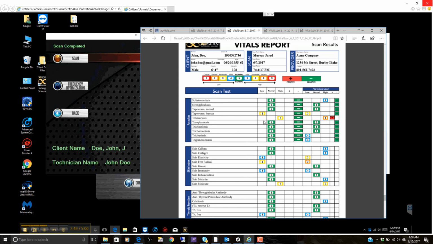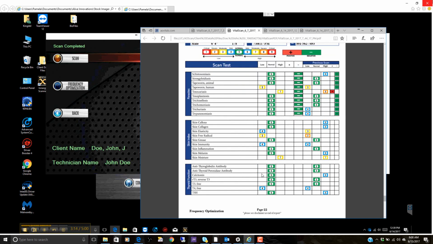As we're going down here, we can see those parasites are active. If we see tapeworms and things like that that are active, those are things that generally I find need some nutraceutical support. It's very difficult to get rid of those with frequency alone. But I will tell you the frequency does amazing things, especially if you have the acoustic light wave, which is the next generation frequency generator that we have.